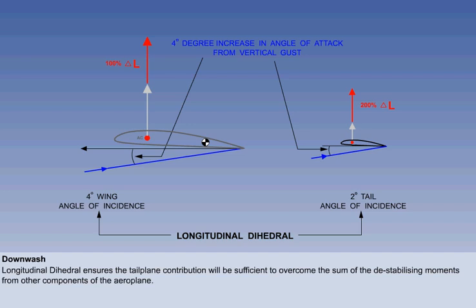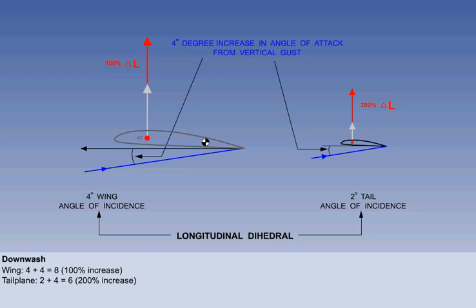The designers ensure the tailplane can always generate the appropriate stabilizing moment by attaching the tailplane at a smaller angle of incidence than the wing. This is called longitudinal dihedral. The illustration shows a wing incidence of 4 degrees and a tailplane incidence of 2 degrees. If a gust of wind increases the angle of attack by 4 degrees, the change in wing lift will be 100%, whereas the change in tailplane lift will be 200%.